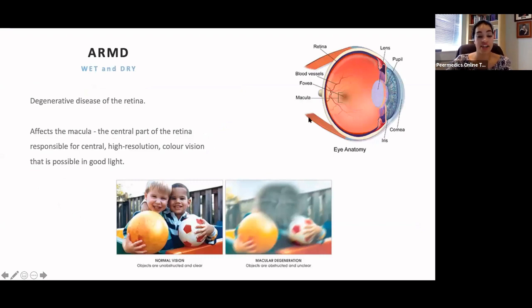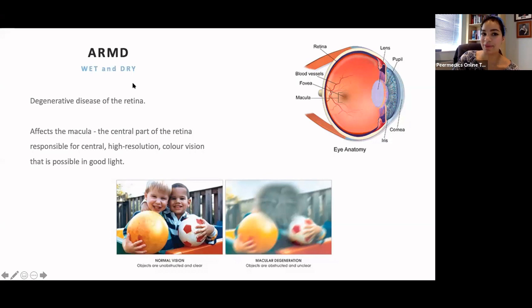So macular degeneration, I think, is a really important condition. Again, I had teaching on it in both fourth and third year. So what is it? It's the degeneration of the retina at the macula. Before we spoke about the macula, the area with a really high concentration of cones, the photoreceptors responsible for high resolution color vision that you get in good light. So as you can probably imagine, if there's damage to the macula, you're losing that high resolution color vision, and it's in the center, so it's mostly going to affect the center of your vision.